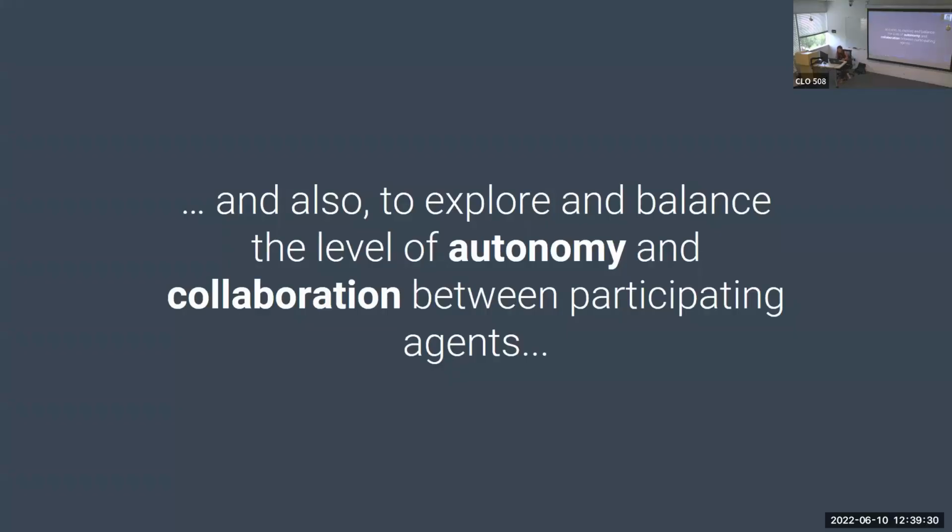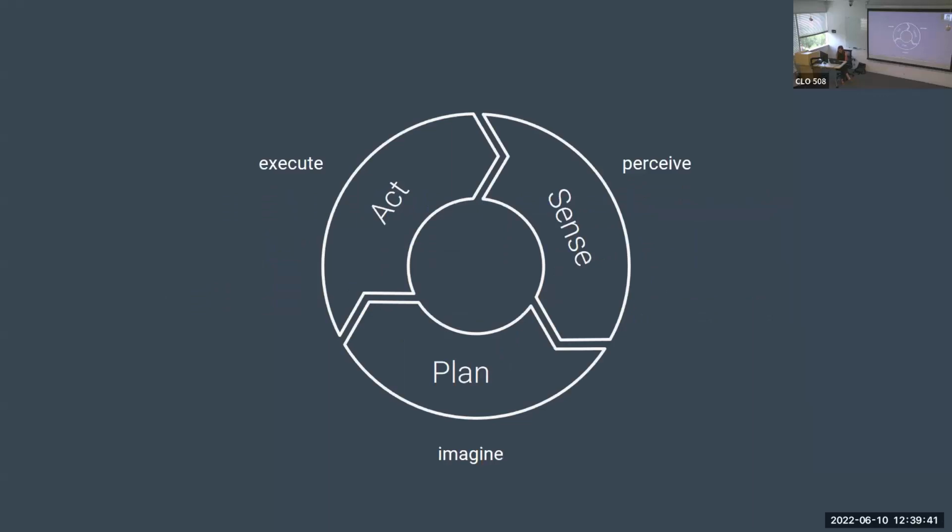Okay. So feedback also allows to more consistently explore and balance the level of autonomy and collaboration between participating agents. There exists a loose definition for autonomy for humans or machines as the extent to which a system can carry out its own processes and operations without external control. There also exists a more specific definition of autonomy that relates to robots: the extent to which a robot can sense the environment, plan based on that environment, and act upon that environment with the intent of reaching some goal without external control.